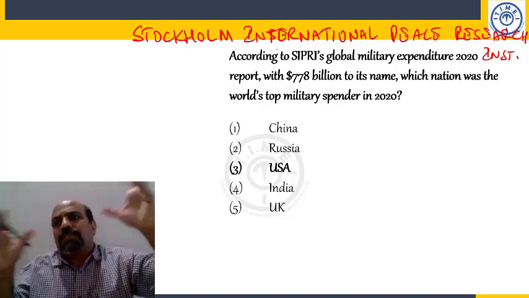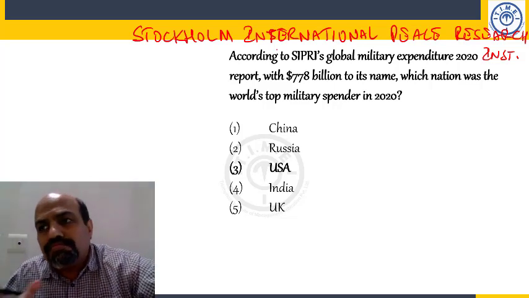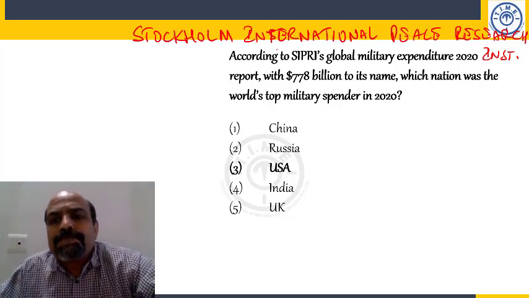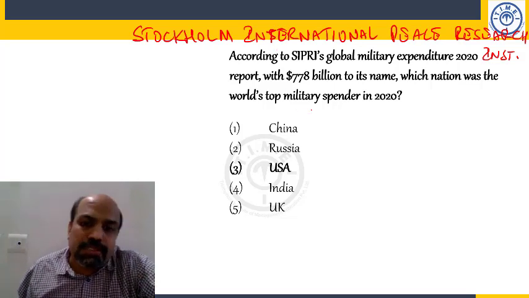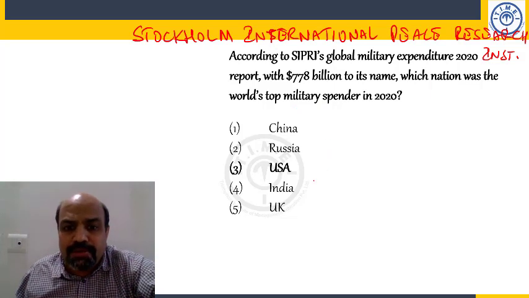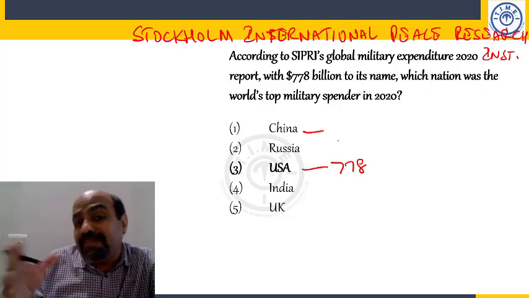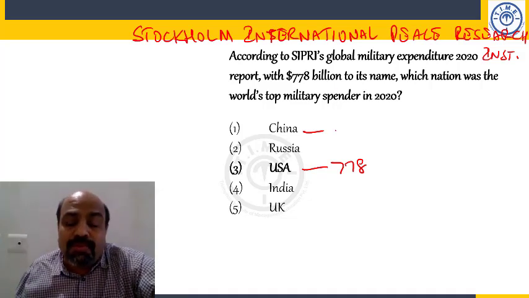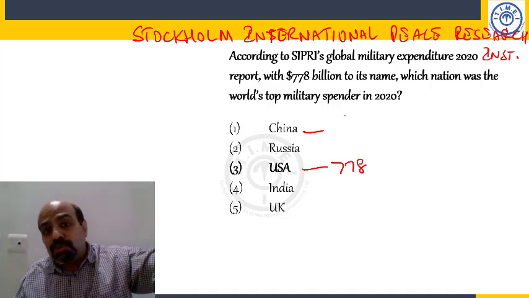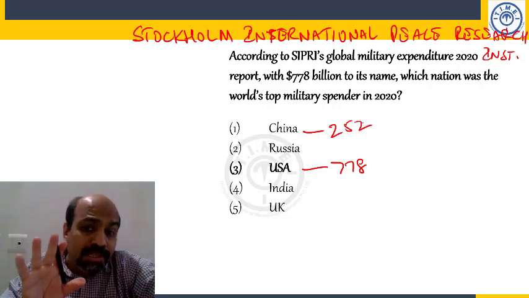Every year they come out with a report on the trends in global military expenditure, military budgets and everything. So this year the highest has been spent by the United States, 778. China, they say, China never gives us clarity. It's a country of opaqueness, no transparency. But last year's budget, in 2019, the budget was 261 and they spent 252 last year. That is what they are telling us.